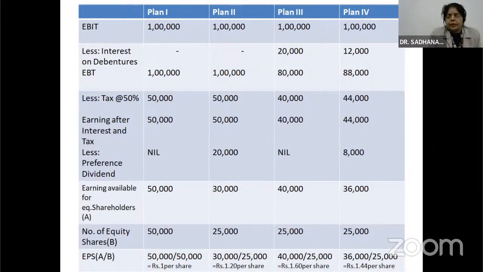When we are investing some funds, then we have some earnings, and in these earnings we include interest and taxes also, so it is known as earning before interest and tax. After this, firstly we have to deduct interest on debentures, then comes EBT, which means earning before tax. After deducting tax, it comes EAIT, which means earning after interest and tax.